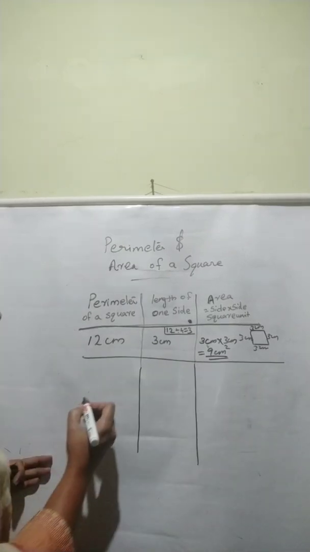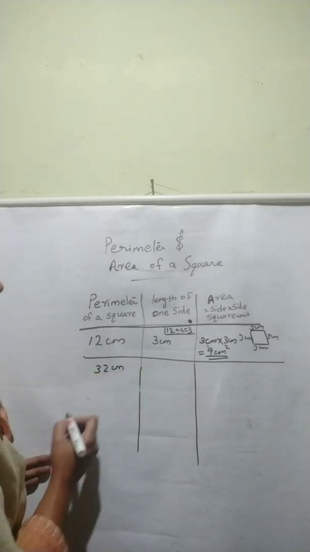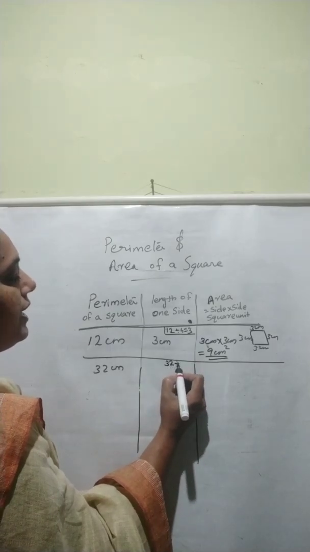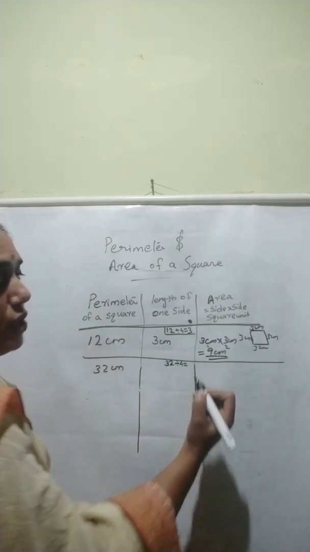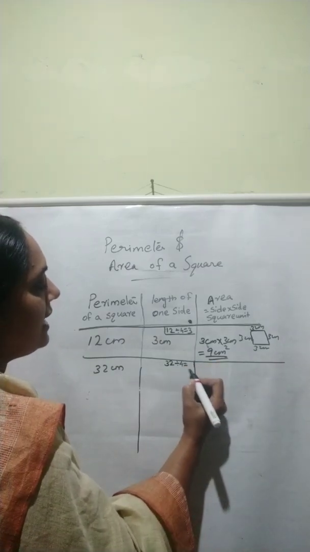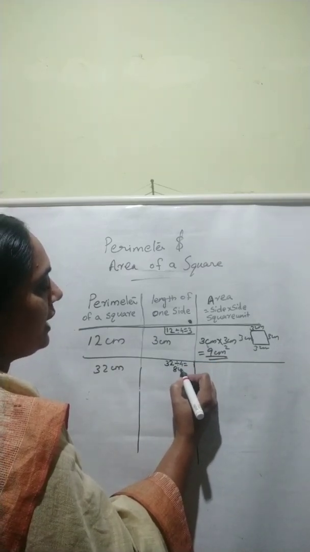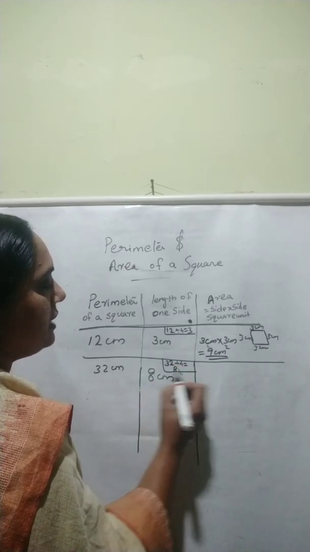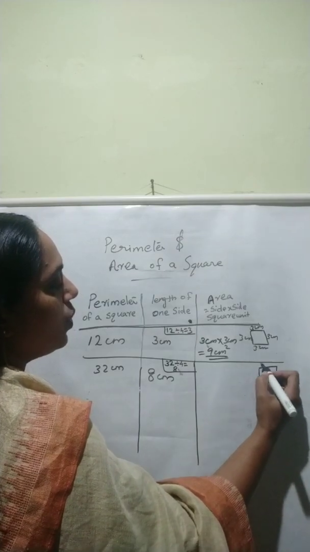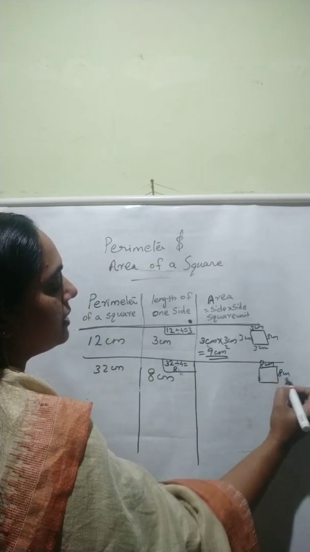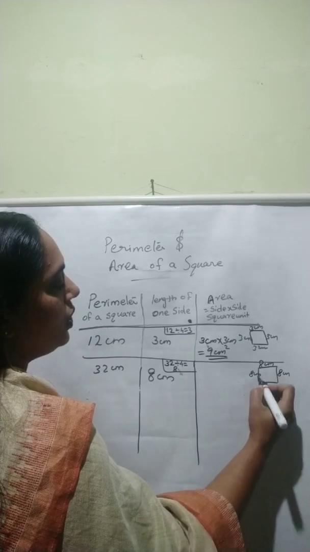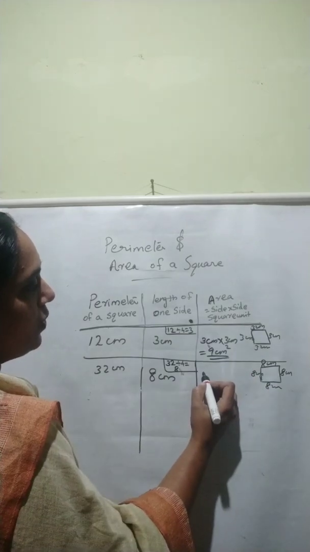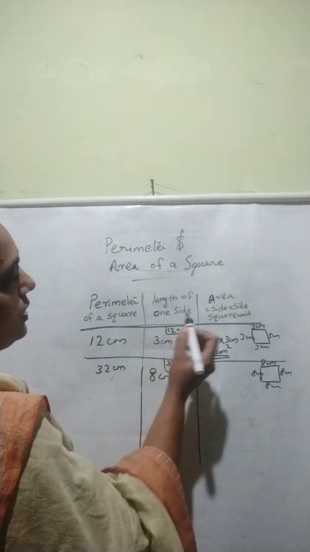Then the next question is 32 centimeter. We know that 32 divided by 4, perimeter divided by 4, we will get the length of one side. So we can write 32 divided by 4 is equal to 8. So the length of one side will be 8 centimeter. That means for a square, all sides are 8 centimeter. So the perimeter of this square will be 32 centimeter.